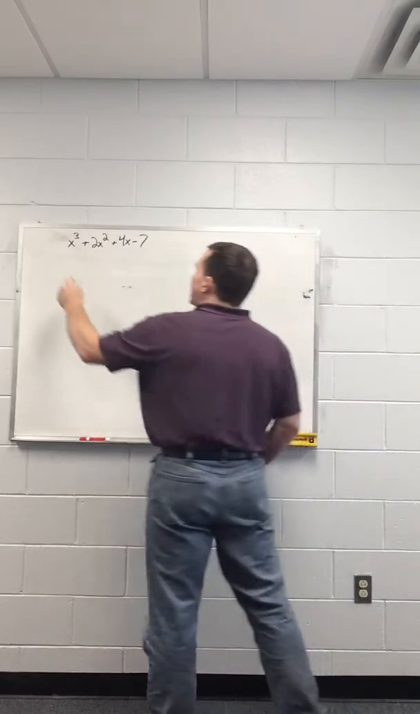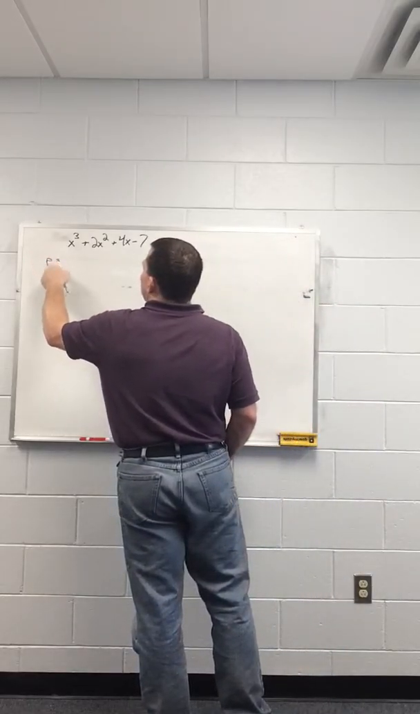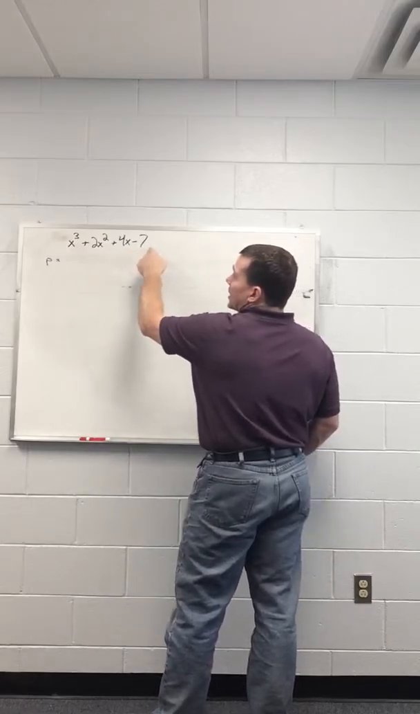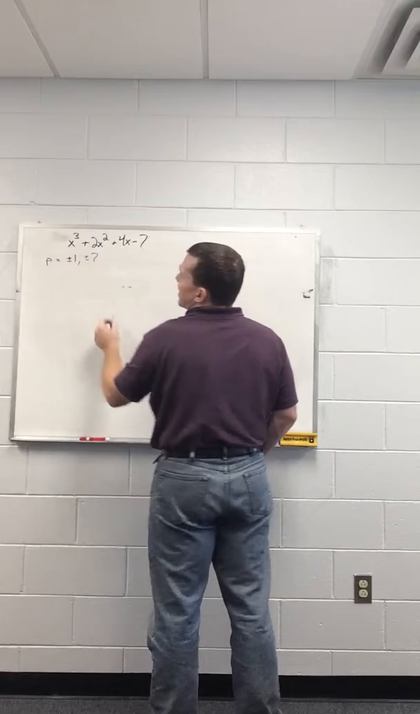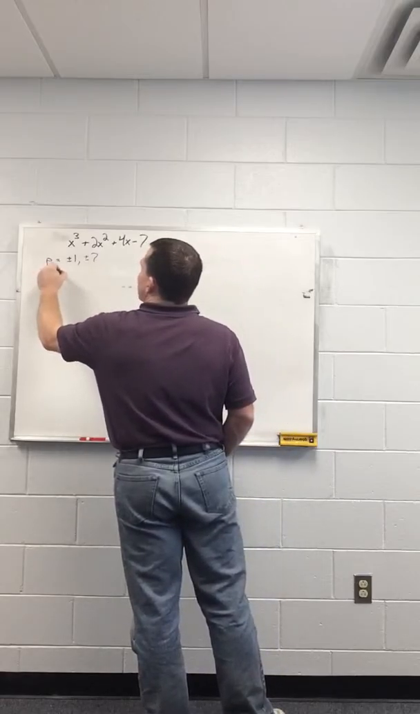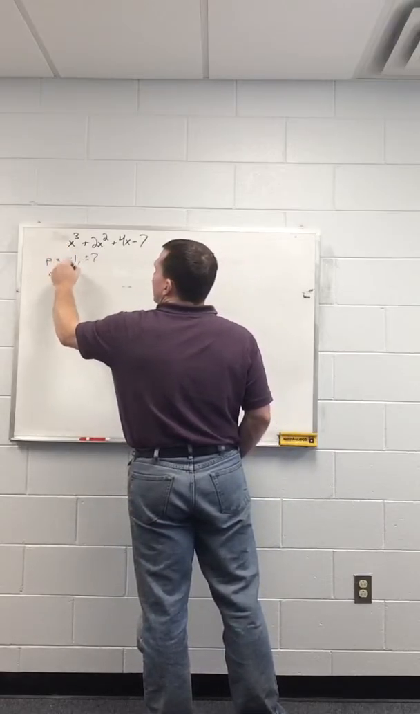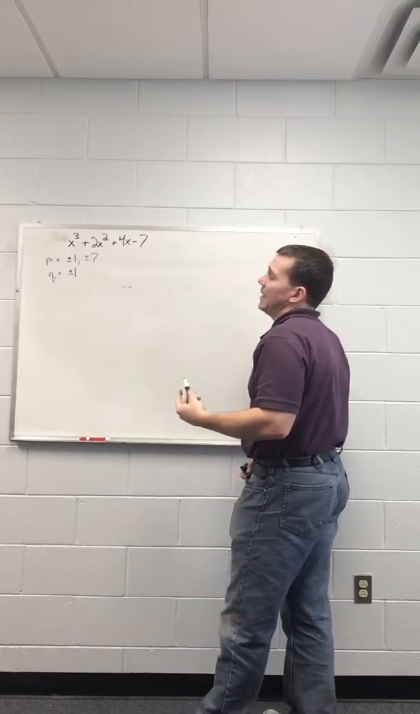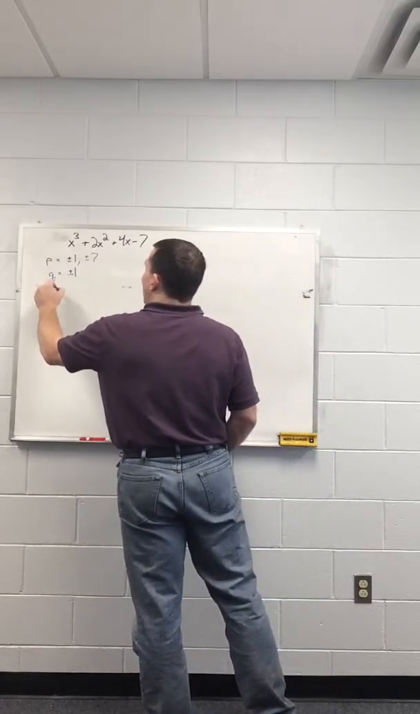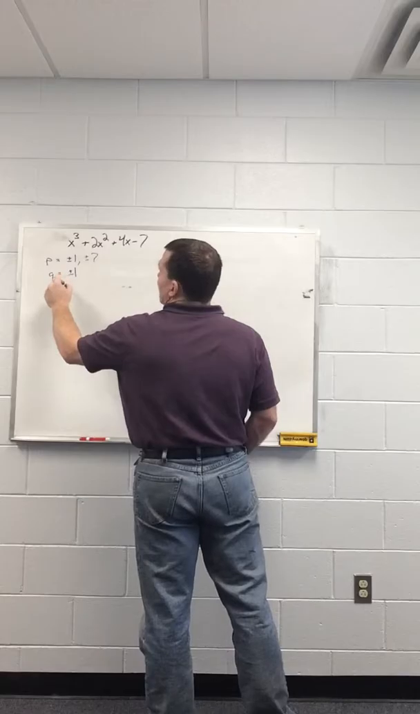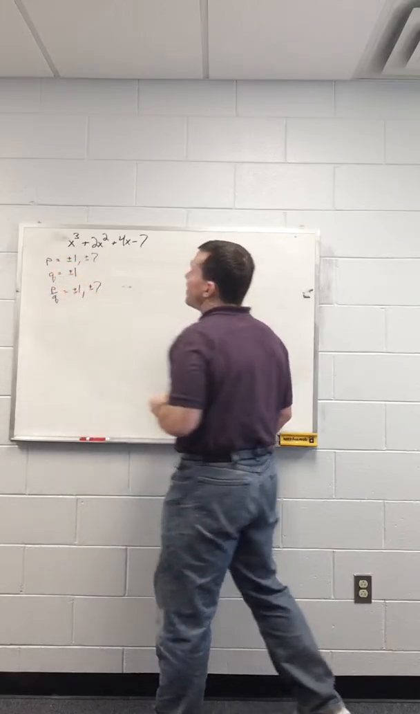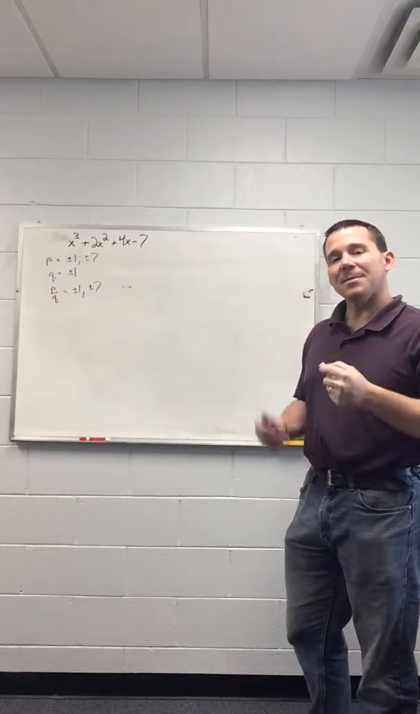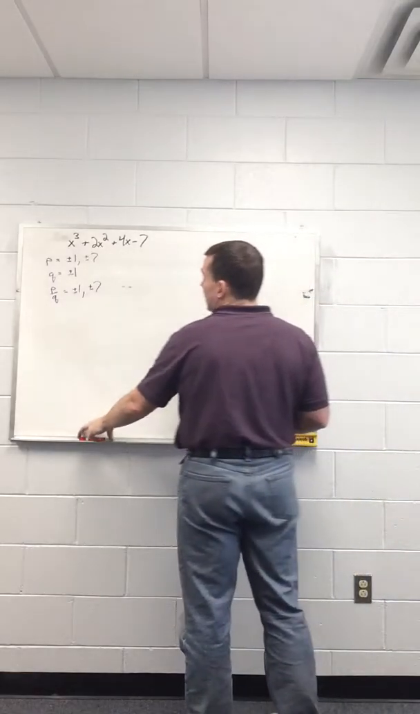Rational root test applies. So P has to be a factor of the constant. The only factors of 7 are plus or minus 1 and plus or minus 7. Q has to be a factor of the leading coefficient. The only factors of 1 are 1. Now I find all possible P over Q's, which in this case is going to be plus or minus 1 and plus or minus 7. That means there's 4 potential rational zeros.